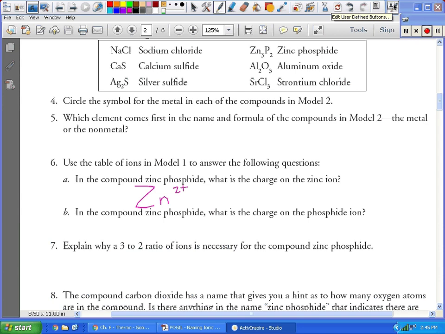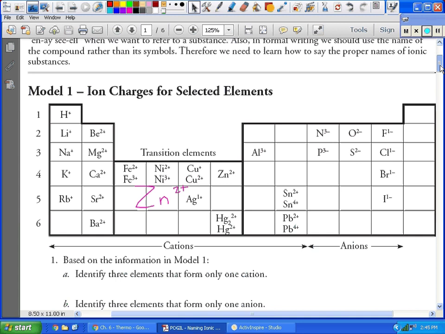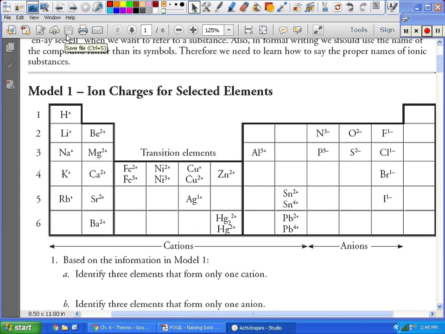Only 3 of them. Group 1's always 1. Group 2's always 2. The only 3, and let me say this out loud so you guys are listening. I know half of you aren't. So here's the deal. Bailey asked, do I need to memorize all these charges? There's only 3 that I asked you to memorize. Group 1's always 1, so you don't have to memorize that. Group 2's always what? 2. These 3 right here are the only 3 I'm asking you to memorize.